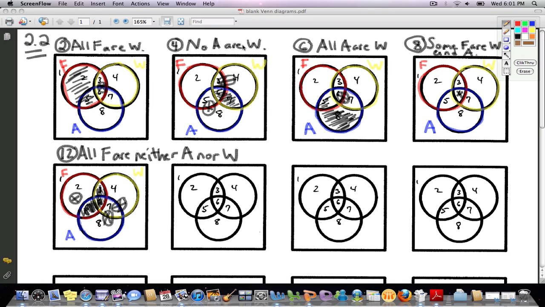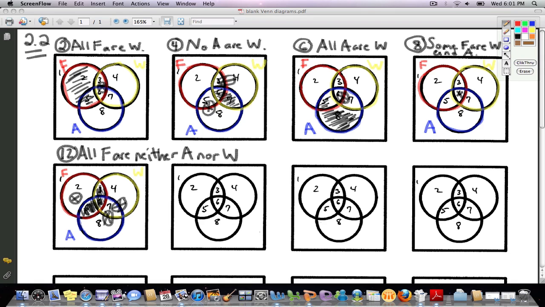Problem number 4, no A are W. The A is the blue circle down here, areas 5, 6, 7, and 8. If we do not have any A's that are W, we don't have anything at 6 or 7, so I have those two shaded out. If no A are W, I have an A that's not a W. That would be in either 5 or 8.